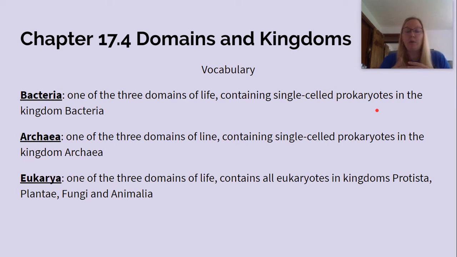Going into 17.4, domains and kingdoms, we have three main domains and six main kingdoms in classification. Our domains are bacteria, archaea, and eukarya. Bacteria is one of the 3 domains of life, and contains single-celled prokaryotes from the kingdom bacteria. Archaea contains single-celled prokaryotes from the kingdom archaea. And yes, bacteria and archaea are very different evolutionarily. They have very different cell structure. And eukarya is the 3rd domain of life. It contains all the eukaryotes in the kingdoms that consist of Protista, Plantae, fungi, and Animalia.